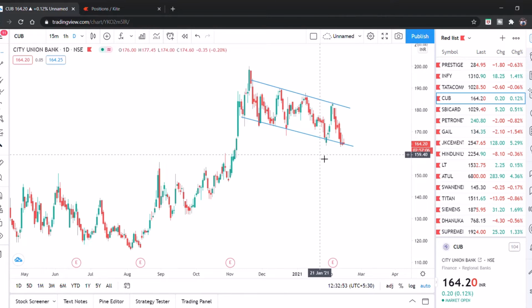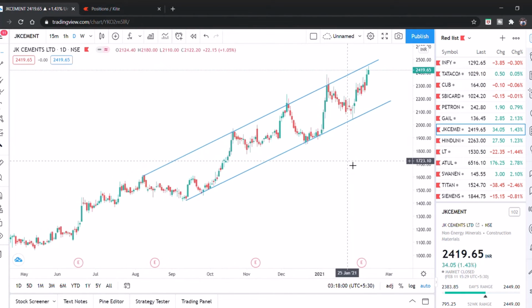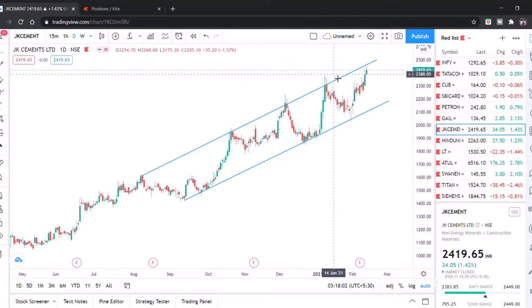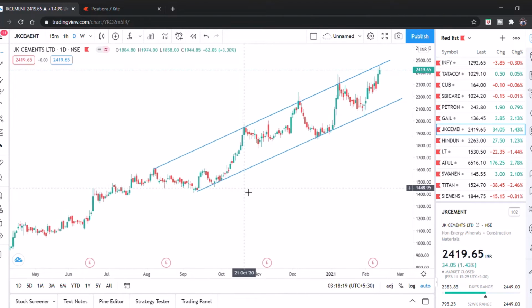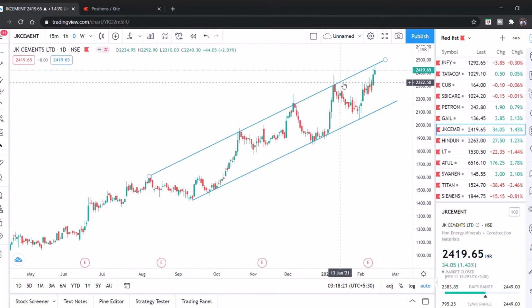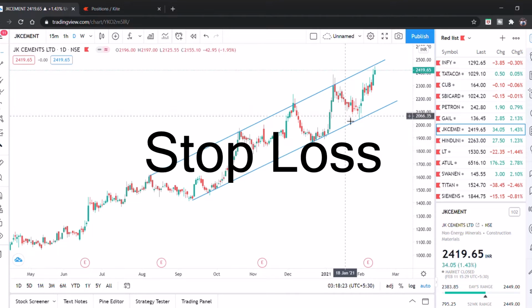But in the case of a channel pattern, there isn't quite an exact way to know how big the breakout would be. But what we do know is the bigger the channel, the bigger the breakout can be. Okay, that is entry and exit. It's actually quite simple where to enter a trade and where to exit. A slightly more challenging part is the stop loss.